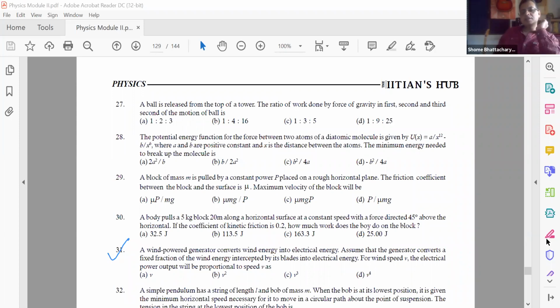So try to understand the question first. I will explain what is the approach we will take. If you're converting wind power into electrical energy, first of all, you're converting mechanical energy into electrical energy. And that is mechanical energy of which type? If you think about it, wind is basically what?